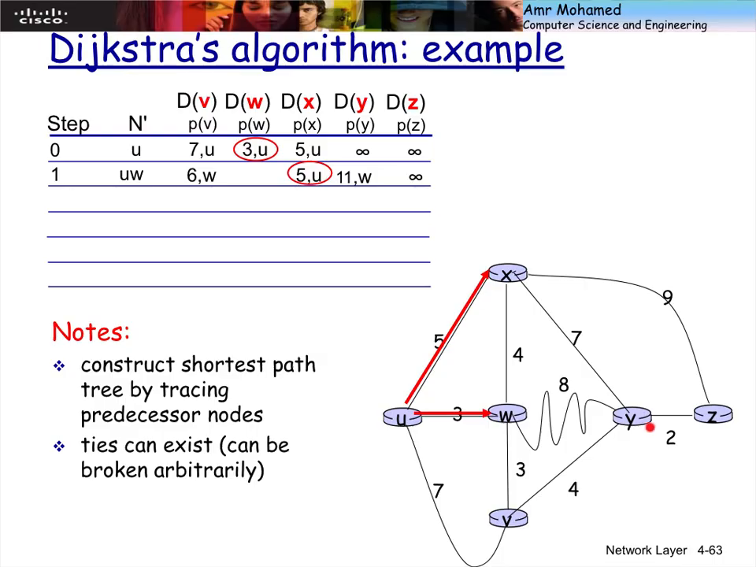For Y, now we can go through this Y and then 8, which is 11. Or we can go this and this, which is 12. Right? Or we can go this and this, which is currently 13. So it's 11. When we do it this way, then now the minimum cost.